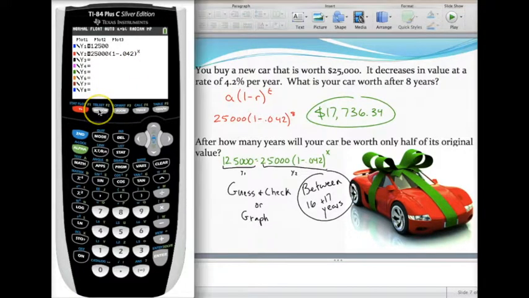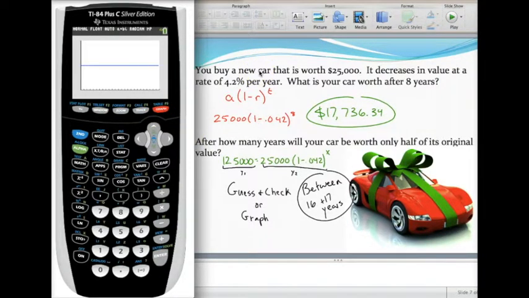I've set up my window already as well. I've gone from 0 to 25, x is years, so that's 0 to 25 years, and the 25 was a total guess. If it's not high enough, I'll have to go back and readjust it. For y, I'm going from 0 for what the car could be worth. I knew to start at 25,000 because that's how much it was worth, and it dropped from there. So I know I don't need to go any higher than that. So I should see an intersection point when I hit graph.